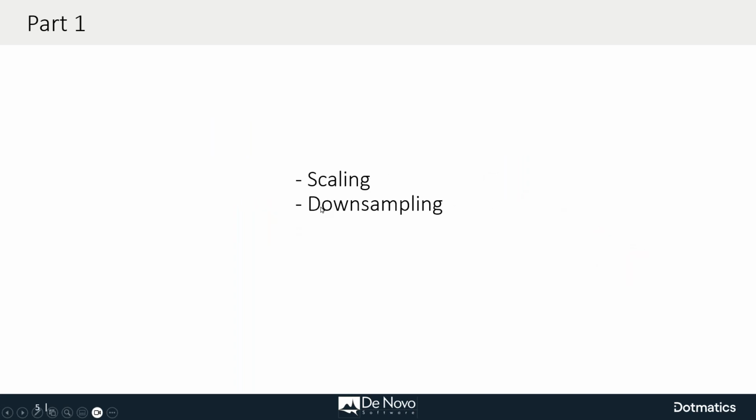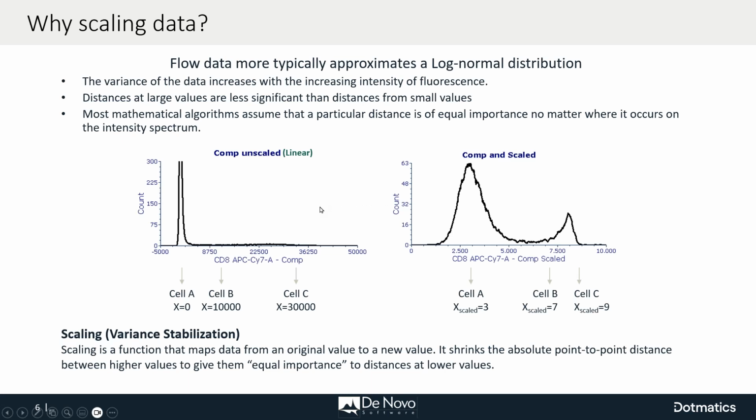Now, why do we scale the data? Again, this applies to both FCS Express and OMIQ, and in general, when you want to run a high-dimensional data analysis in flow cytometry, mass cytometry, or spectral cytometry. The reason is that if you do not scale, the data will look like this.